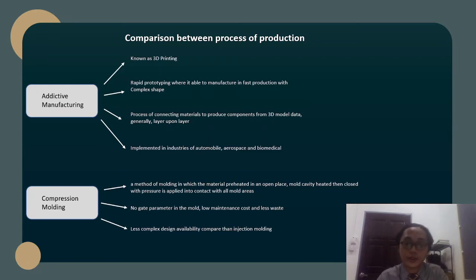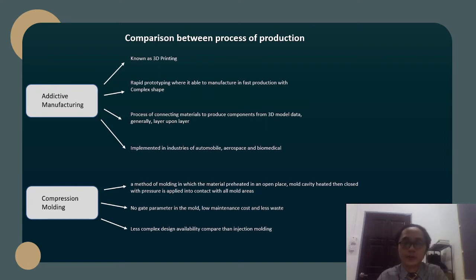The first process is additive manufacturing. Additive manufacturing, known as 3D printing by the public, is a rapid prototyping process that can produce a product at a fast pace with great shape complexity. The process is generally known to produce the part layer upon layer, designed from 3D model data in CAD. The process is usually implemented in automobile, aerospace, and biomedical industries.